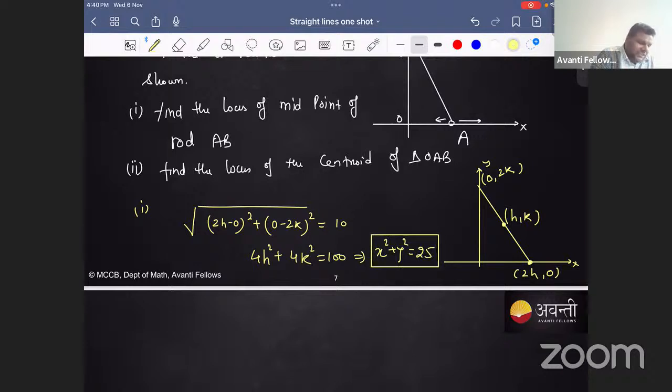Finally, we replace (h, k) with (x, y) because we are always used to seeing any equation in terms of x and y. So the locus is what? x square plus y square is equal to 25. Got it?